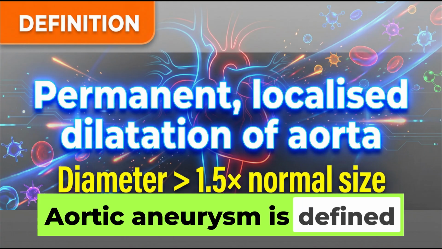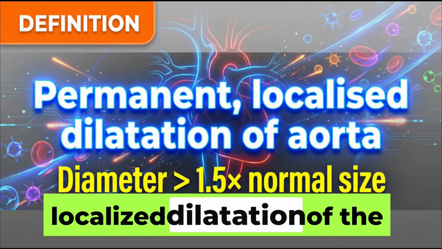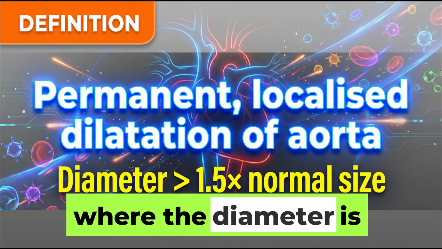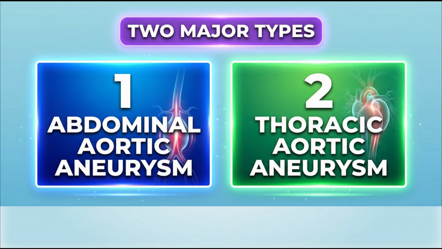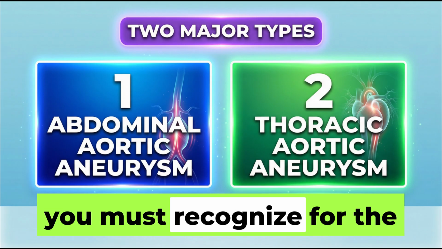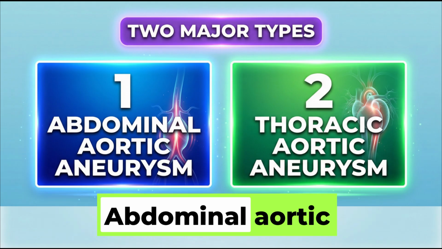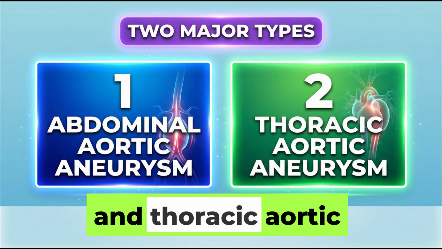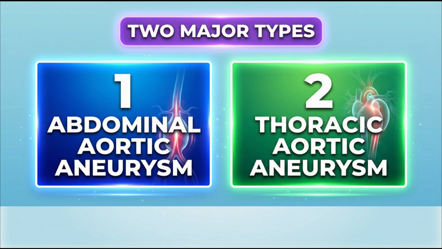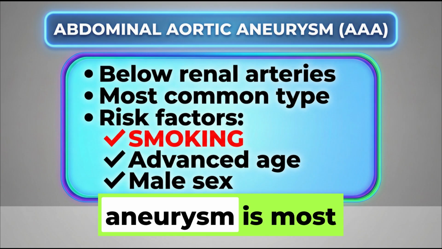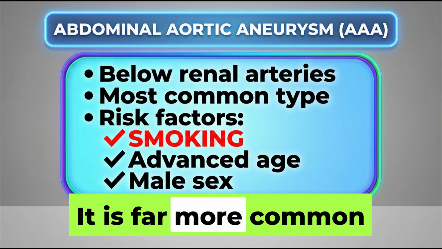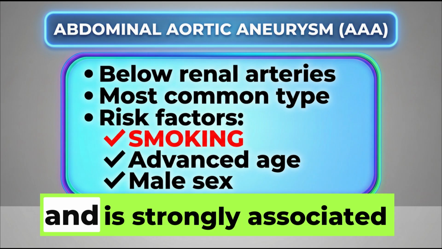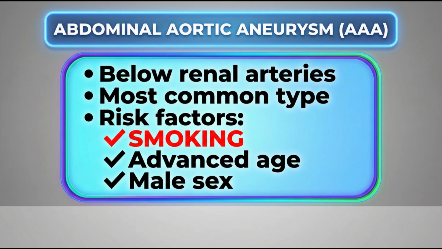Aortic aneurysm is defined as a permanent, localized dilatation of the aorta, where the diameter is more than 1.5 times the normal vessel size. There are two major types you must recognize for the exam: abdominal aortic aneurysm and thoracic aortic aneurysm. An abdominal aortic aneurysm is most commonly located below the renal arteries. It is far more common than thoracic aneurysm and is strongly associated with smoking, advanced age, and male sex.